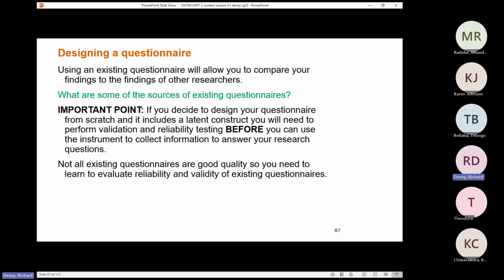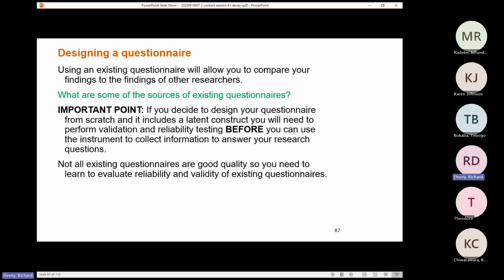If you decide to design your questionnaire from scratch, you would then need to test the reliability and validity of your questionnaire before using it to collect information to answer your research questions. So that gives you an extra step, and it's quite a complex step to follow. You have to show that your questionnaire is valid and reliable if you're just designing a new one, depending on what kinds of questions you're asking as well.